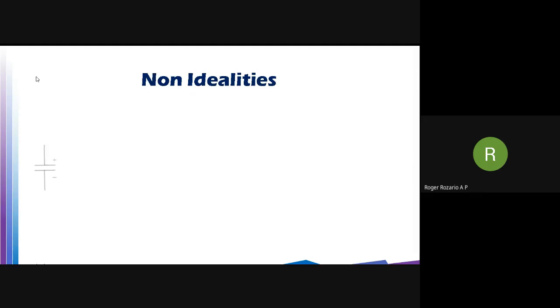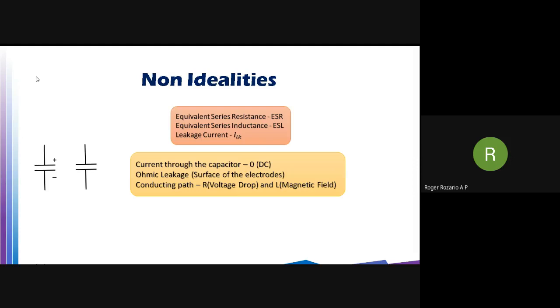The second non-ideality is ESR, equivalent series resistance. When current flows through the terminal, which is nothing but a wire, there will be some opposition to the flow of current. When current flows through a wire, because of its resistive property, it will oppose the flow of current, and that opposition of the terminal to the flow of current through the capacitor is taken into account in the form of equivalent series resistance. It is called ESR.